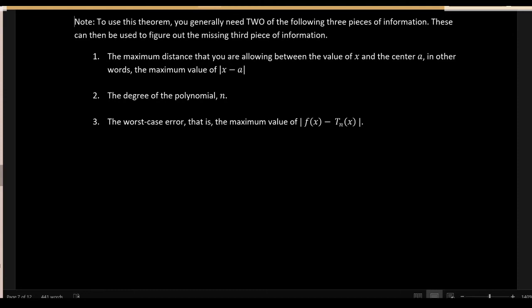The second piece of information that's essential for using the Taylor remainder theorem is the degree of the polynomial that you're using for your approximation, the value of n. And the third thing that you may know at the start, or that you may be trying to figure out, is the worst case scenario for the error. In other words, the worst possible value, the largest possible value, of the absolute value of f of x minus t sub n of x.